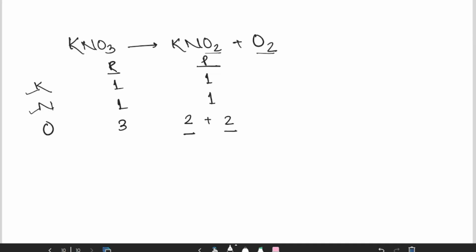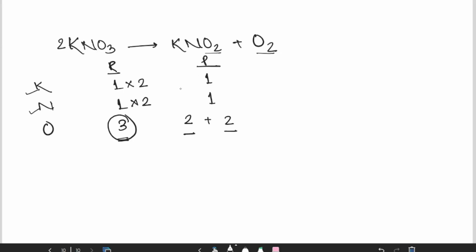Okay, so this is 2 and 2. Okay, so 4, you see this is 3, we cannot make 3 to 4, either we can make 3 to 6, 3 to 9, right? So let's try it as it is written. So if it is 3, let me put 2 here. When I am putting 2, this 3 becomes 6. Clear?